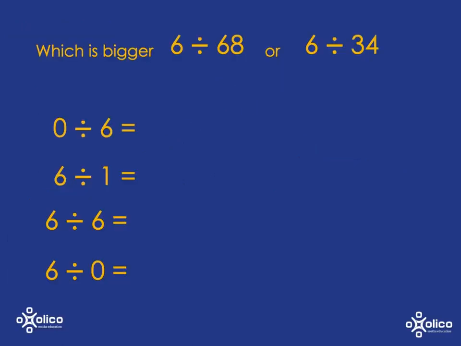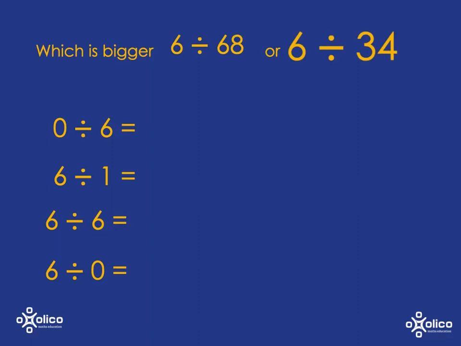So then we can answer a question like this easily. 6 divided by 68, 6 divided by 34, which is bigger? It'll be 6 divided by 34, because there you've only got 34 people sharing the cake rather than 68 people sharing the 6 cakes.